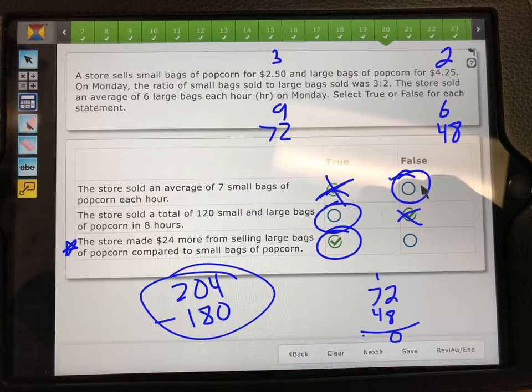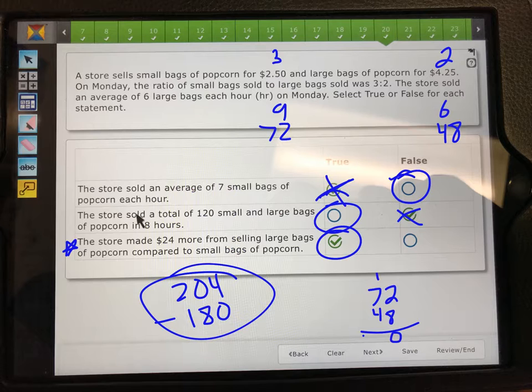But let's now look at these. The store sold an average of 7 small bags of popcorn each hour. Well, that is completely false because it just said 6, right? And sorry, 6 was the large bags. This does say small bags, so I need to read more carefully. But if this was 6 and keeping the 3:2 ratio, it would be 9. So I did this one for here. So it should have been 9. They said 7, therefore it's false.